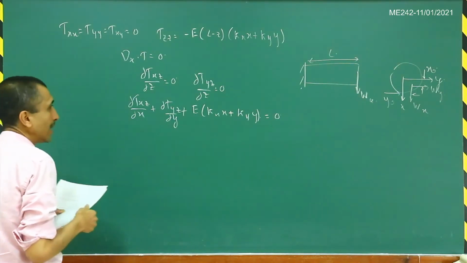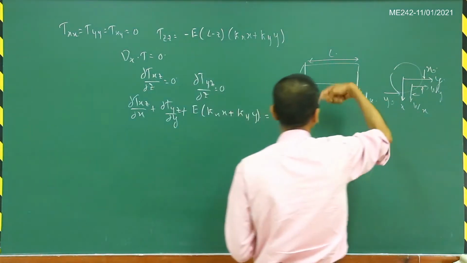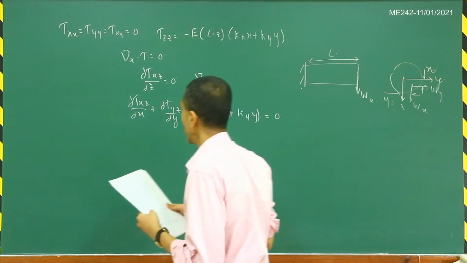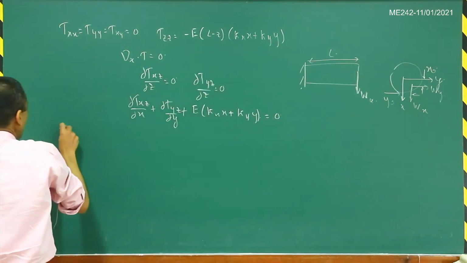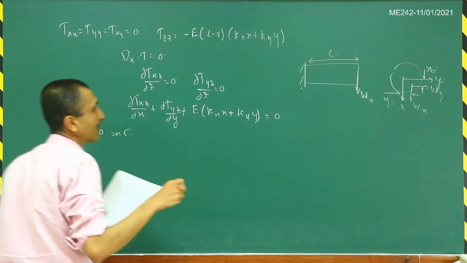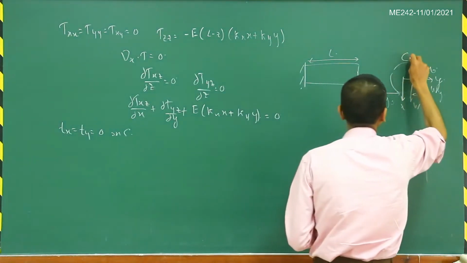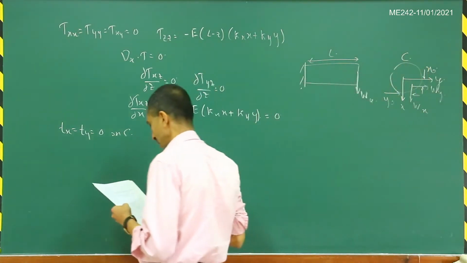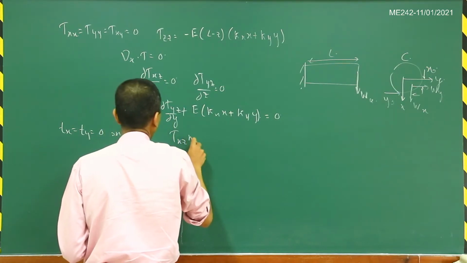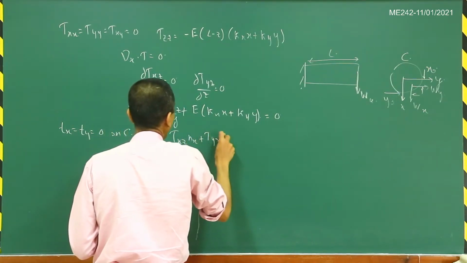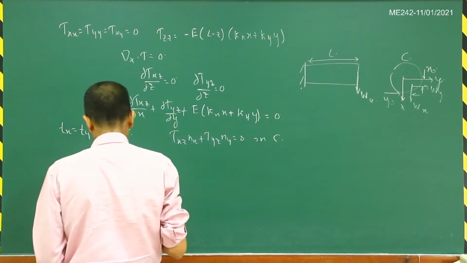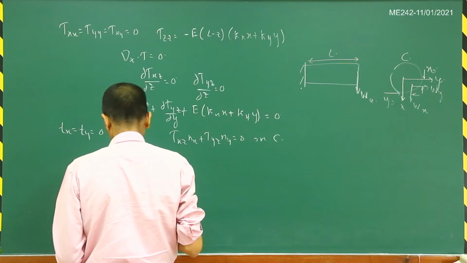And the lateral surfaces are traction free. So we will get that Tx is equal to Ty equal to 0 on C. That is this contour here. And so that can be expressed in terms of the stresses as tau xz times nx plus tau yz times ny equal to 0 on C. So this is the boundary condition that we have on this particular surface here.